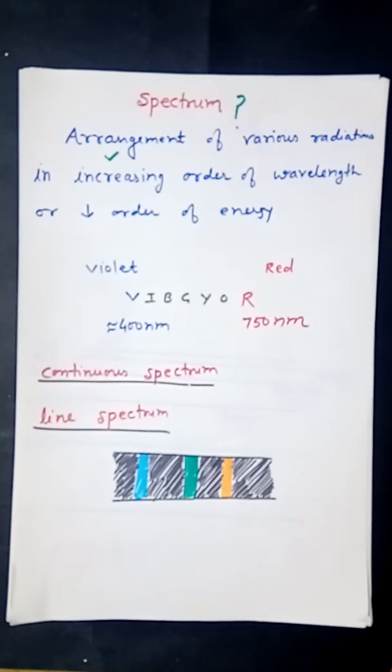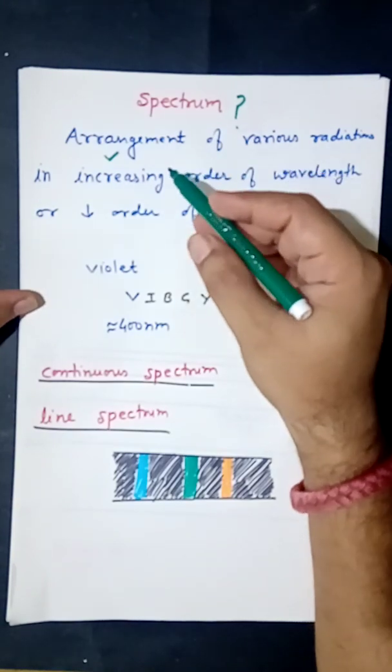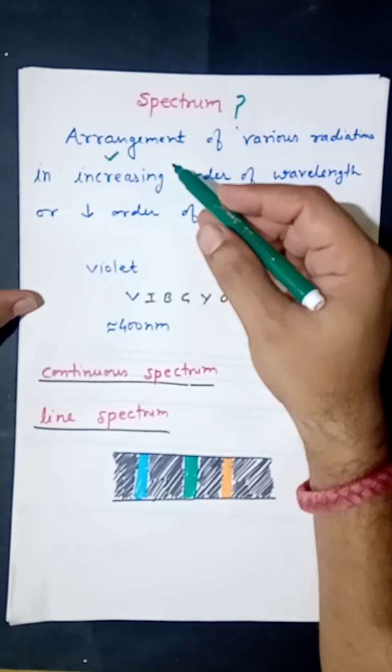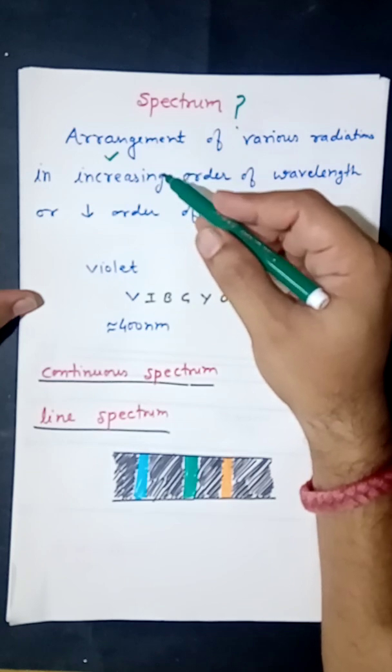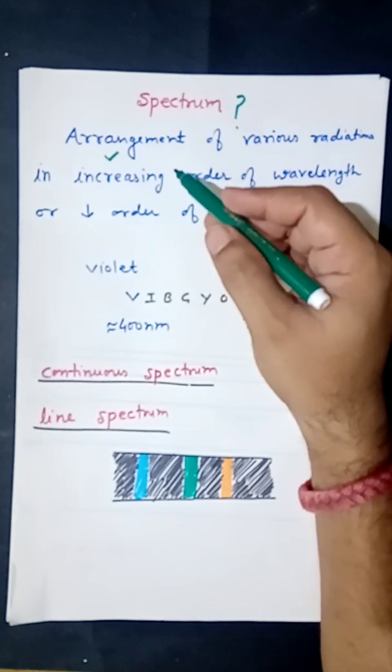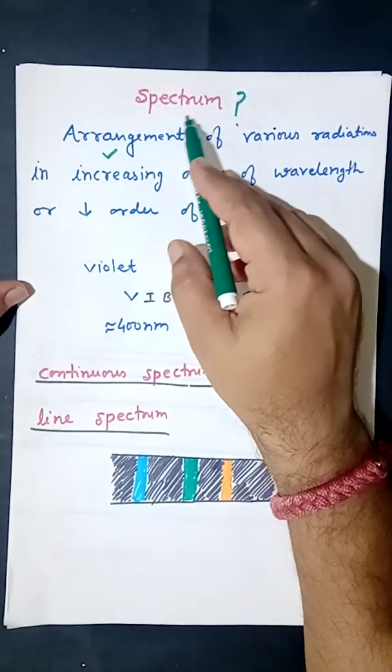Hello students, after de Broglie and Heisenberg's uncertainty principle, the next topic for class 11th in the second chapter is spectrum. Now what is the meaning of spectrum? How can we obtain spectrum? And what are the outcomes of spectrum? This we will discuss in this chapter. So first, what is the meaning of spectrum?